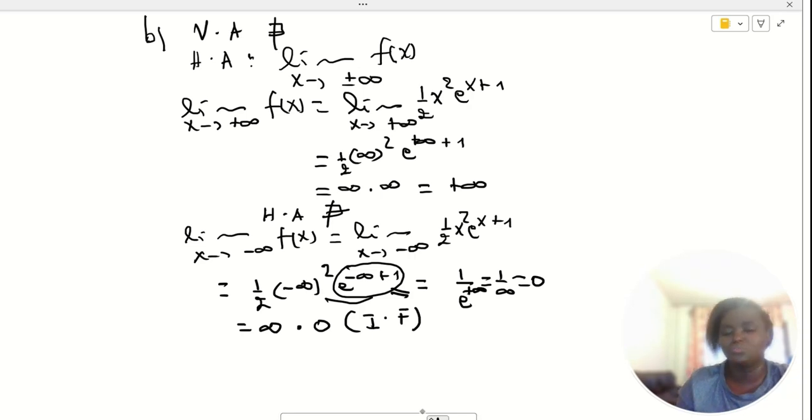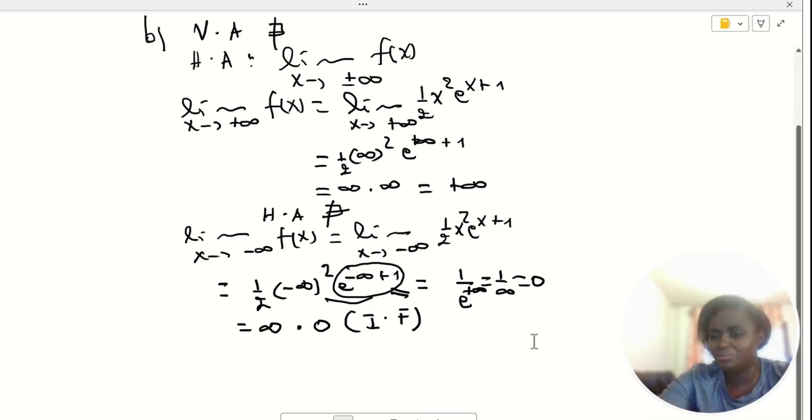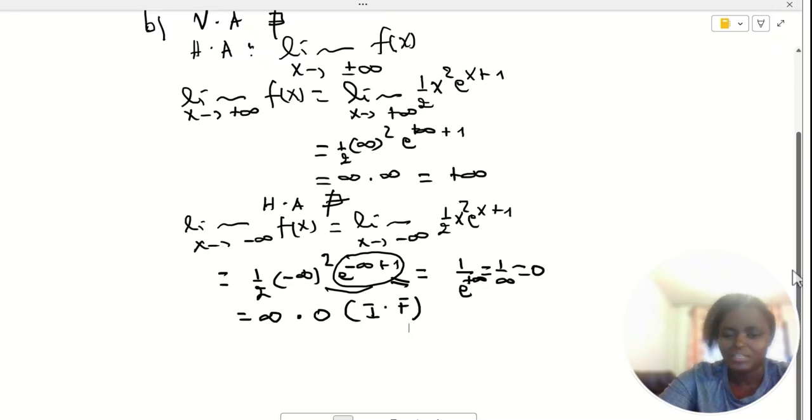So then we need to find a way to overcome this, to remove this indeterminate form. Can we proceed? How can we proceed? We can try to rewrite our function f of x.